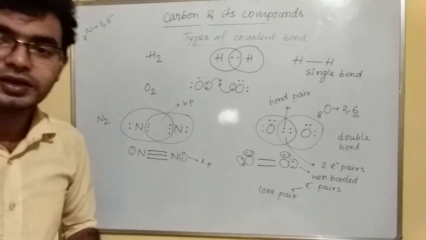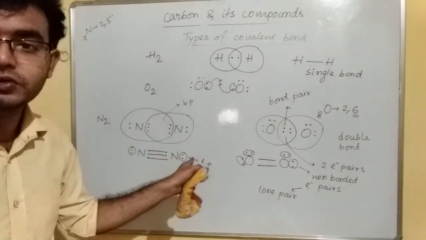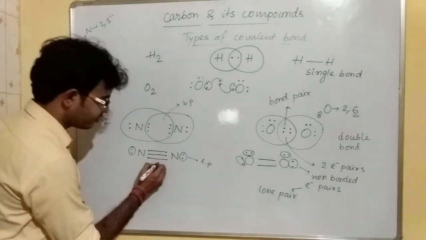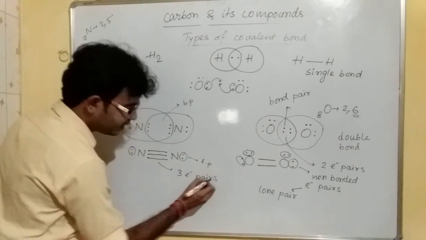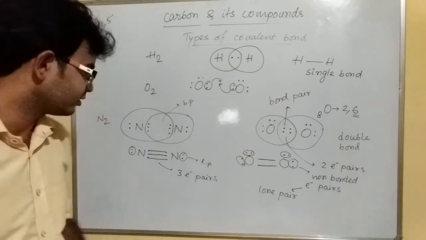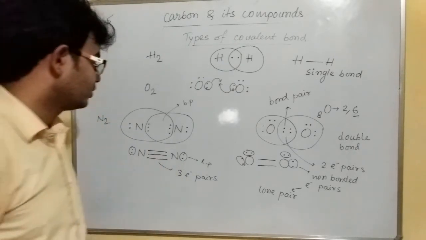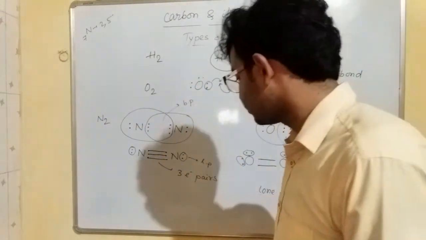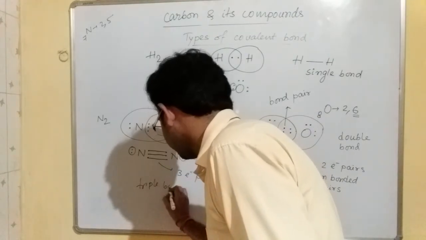Okay, how many electrons are there? There are 6 electrons which are shared in between two nitrogen atoms. That means 3 electron pairs. 3 electron pairs are shared in between two nitrogen atoms and these are the lone pairs. Fine. तो दो नाइट्रोजन एटम के बीच में कौन सा बॉन्ड फॉर्म होता है? ट्रिपल बॉन्ड. Okay, triple bond.